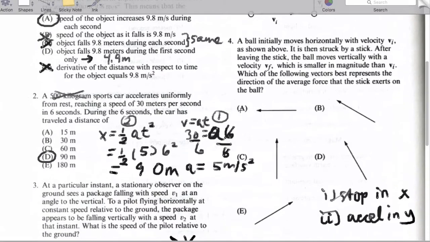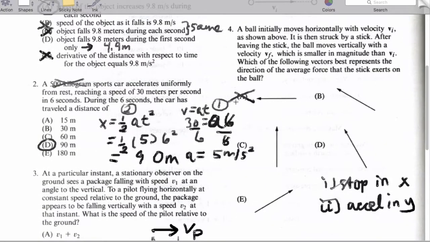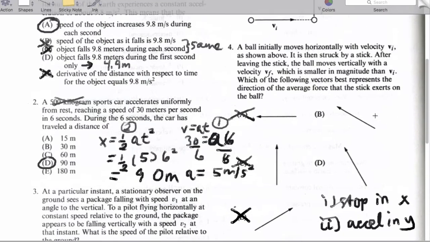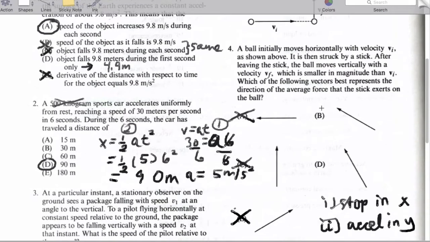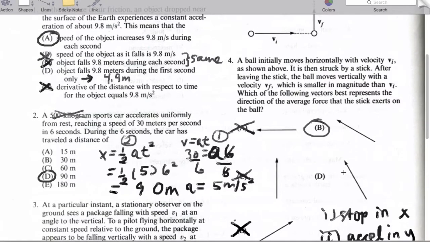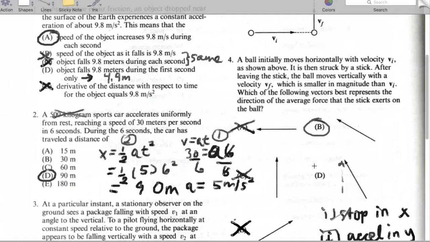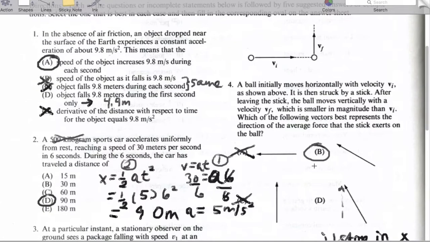So A stops me in the horizontal, but it gives me no vertical. C puts me vertical, but it doesn't stop my horizontal. E actually reinforces my horizontal motion. So what I'm left with is a vector, either B or D. I'm going to go with B because D gives me too much vertical force. So that's how I'm getting B for number 4.